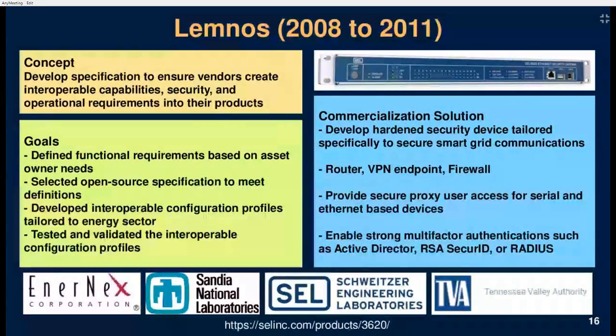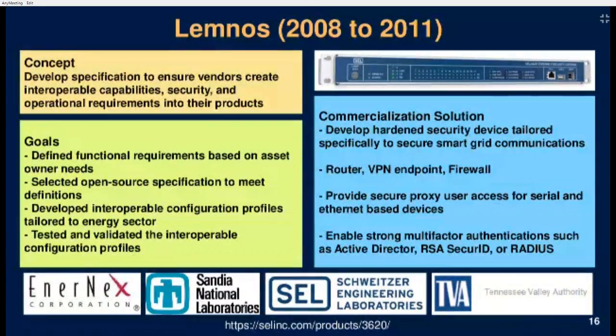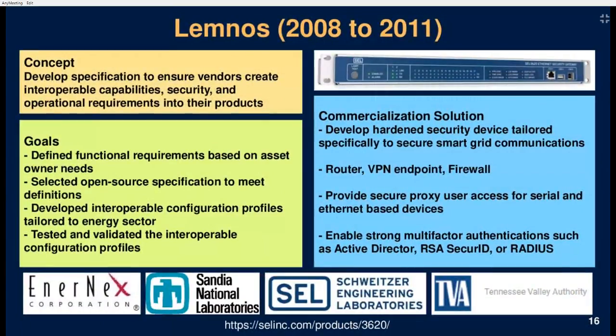The LEMS Project's goal was to develop specifications to ensure vendors build interoperable capabilities, security, and operational requirements into their products. It involved Sandia National Labs, NRX, and Tennessee Valley Authority. SEL's portion was to create a device using these specifications, and we ended up developing the Security Ethernet Gateway, or the SEL 3620. It functions as a substation edge firewall router and is a VPN endpoint that can encrypt communication between substations and the operations center.